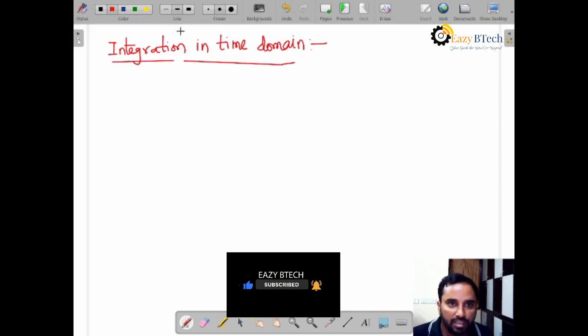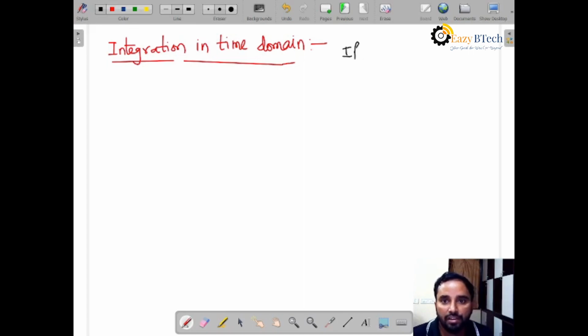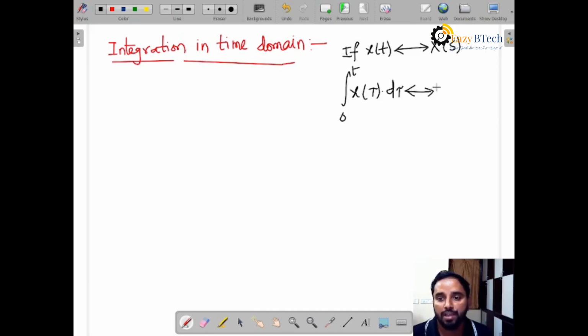First see the statement. If the Laplace transform of x of t is x of s, then integration in time domain, meaning the integral 0 to t of x of tau d tau, is the integration in time domain. Its Laplace transform becomes x of s by s. In case of differentiation we multiply by s, and in case of integration we divide by s, and the ROC is the same. Here the ROC is R, and after integration also the ROC is R.